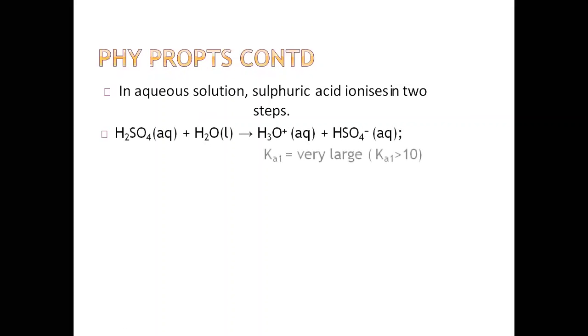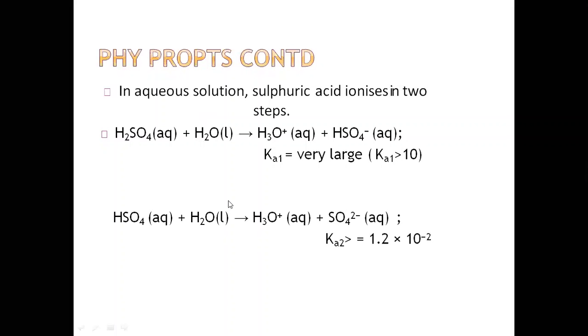If we look at the dissociation constant for this reaction, it is very high, that is, Ka is greater than 10. The first dissociation constant is quite high, but if we look at the second dissociation constant, when HSO4 minus gets dissociated, it gives us a hydronium ion and sulfate ion. The value of its dissociation constant is quite low. It shows that it ionizes to a very small extent.